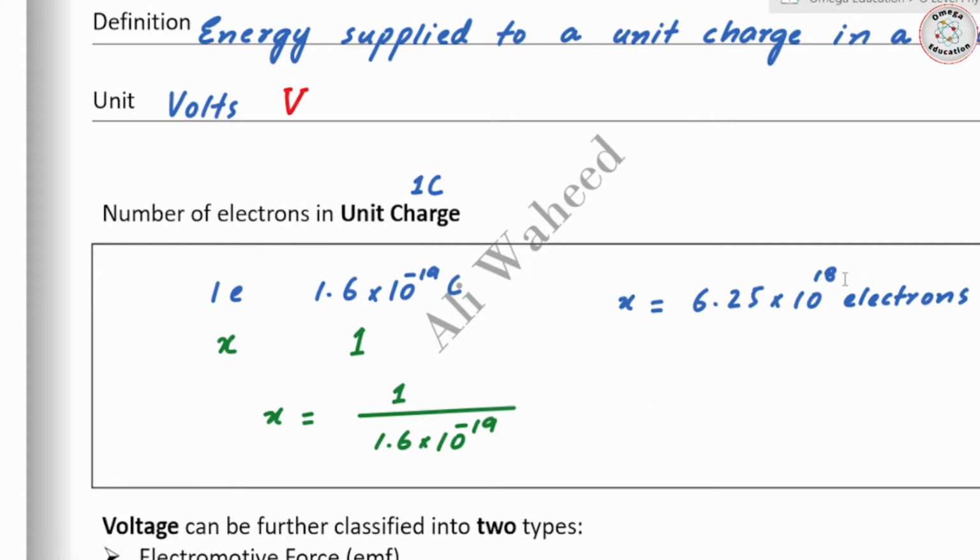This is the number of electrons in 1 coulomb of charge. So you see, in 1 coulomb of charge, there are plenty of electrons. There are too many electrons in a single coulomb of charge.